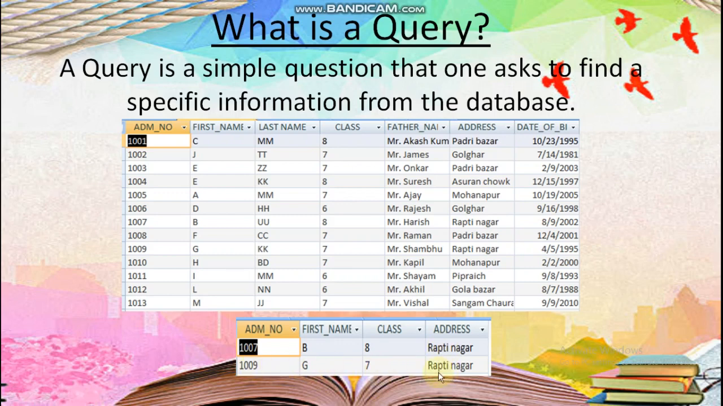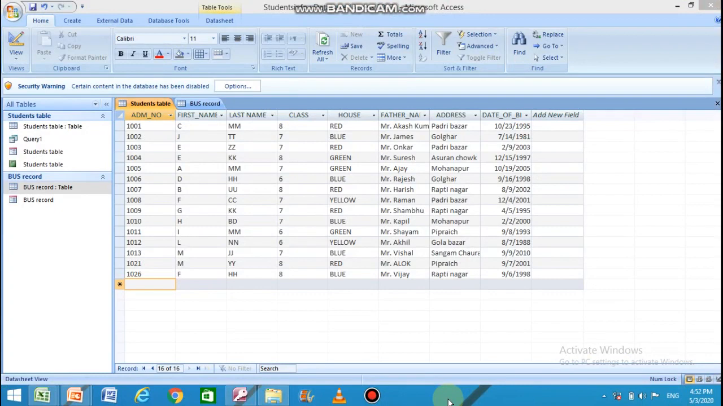In the same way, we can build many types of queries. For example, if I want to know how many students there are who belong to class 8, you can see there are various students of different classes, but to filter out only class 8 students, we can take help of queries. Let's see how to build a query.